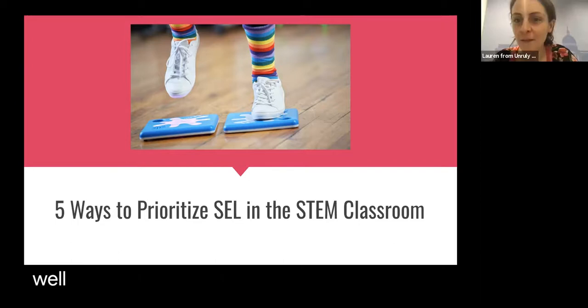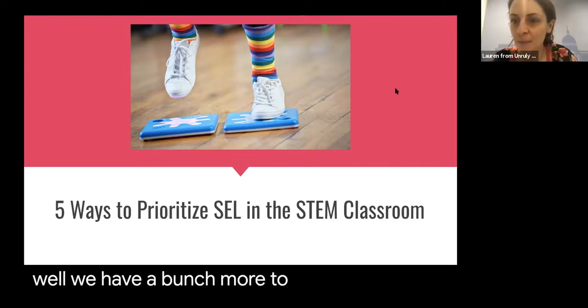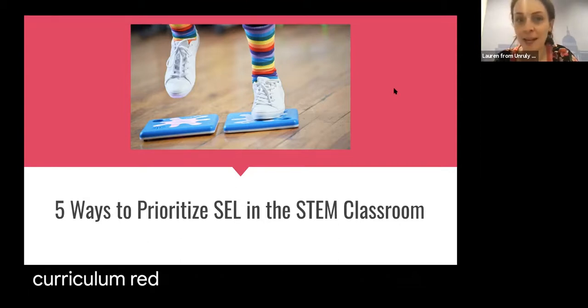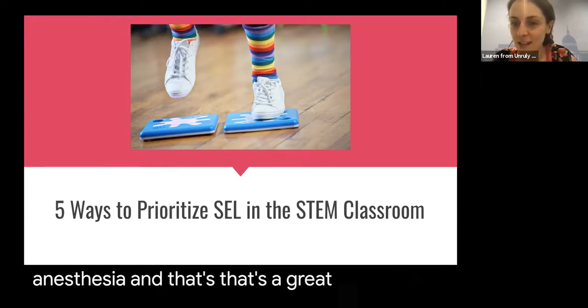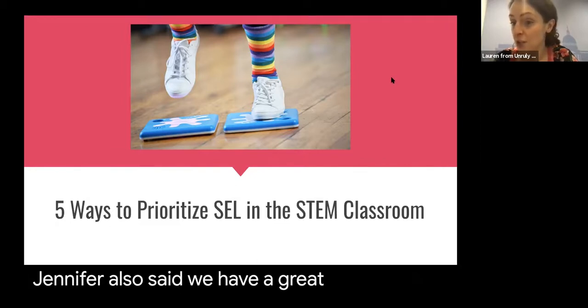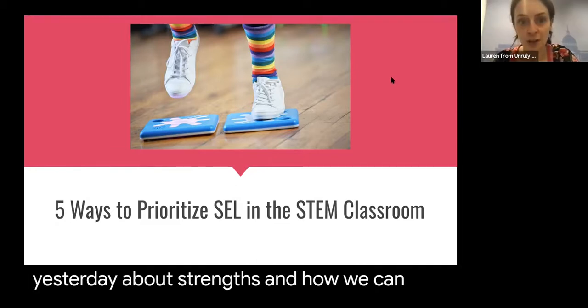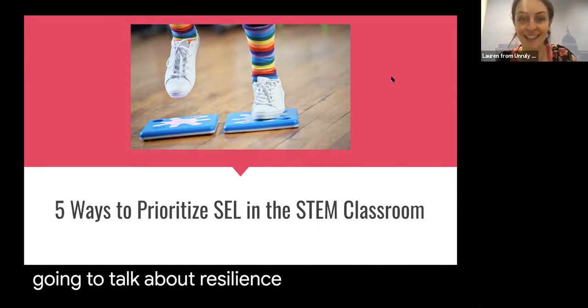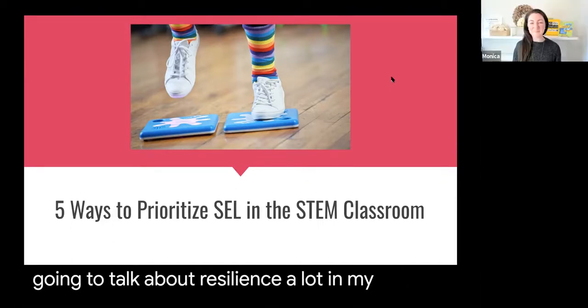We have a bunch more too. So we have asking a student what zone they're in from Zones curriculum, red, blue, green, or yellow. That's from Anastasia. And that's a great idea. And Jennifer also said, we had a great conversation yesterday about strengths and how we can use our strengths to be resilient. I love that. We're going to talk about resilience a lot in my part.